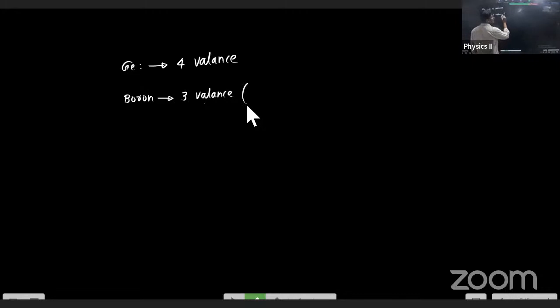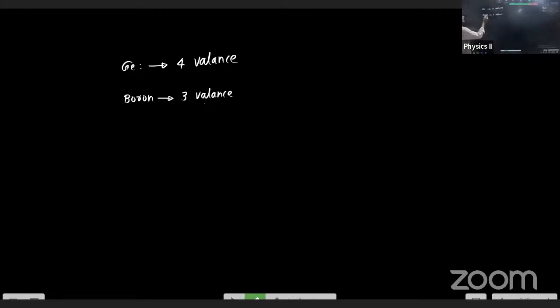If I consider an example of germanium, how many valence electrons will germanium have? It will have 4 valence electrons. Let me take one example: boron. How many valence electrons will boron have? It will have 3 valence electrons. That is the reason it is called a trivalent element. Only 3 valence electrons are there for boron.